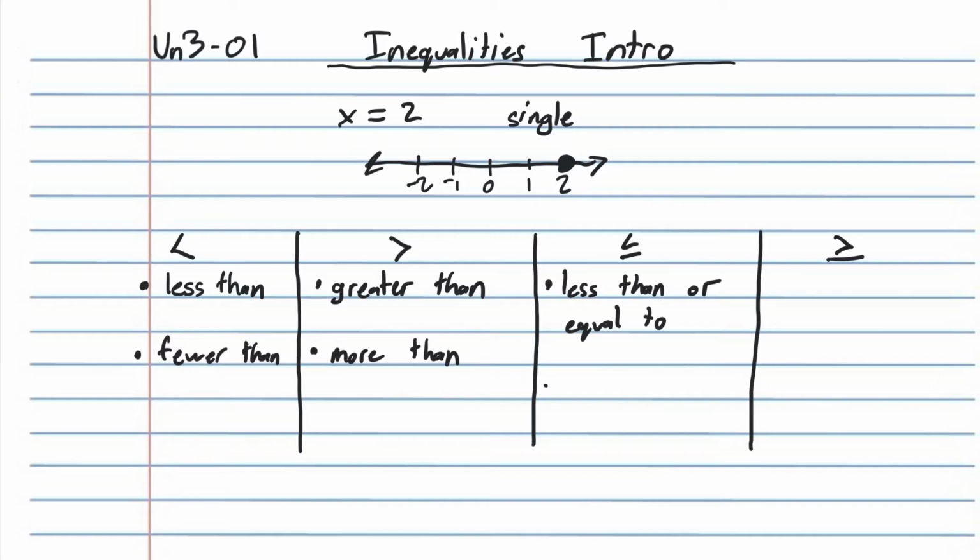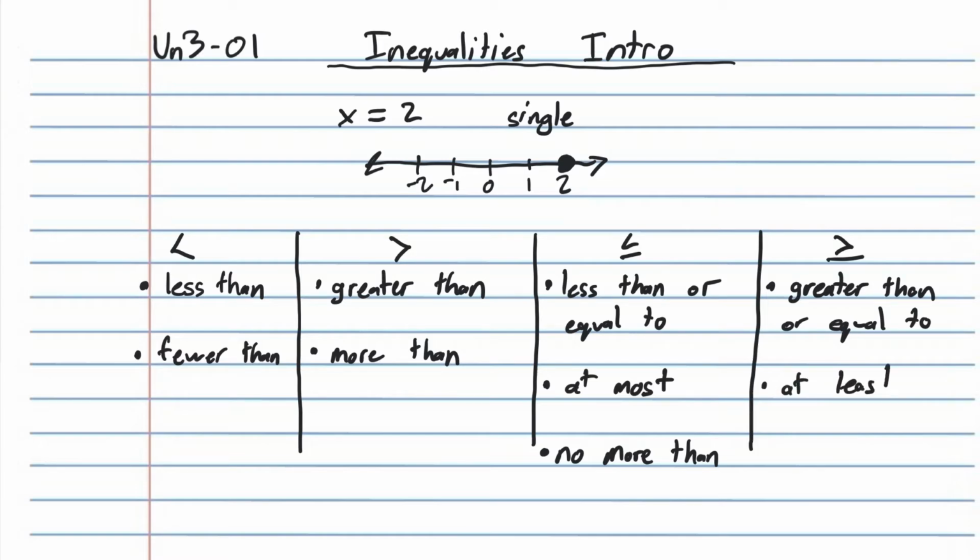Okay. Another way they could phrase it is they could say at most. So it's a little bit tricky. Or they could say no more than. Okay, so there's different ways they could say it. And the last one, same thing. It is greater than or equal to. Okay, and they could say at least, and they could also say no less than.